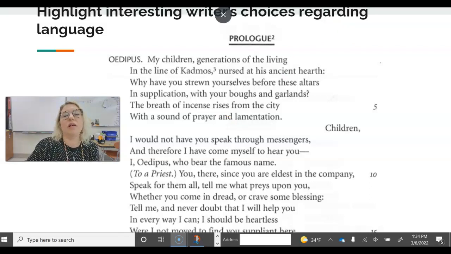All right, so I'm going to try this color marking feature that I have here in my handy dandy Screencast-O-Matic. And let's take a look at the first 15 lines. It starts with a prologue.